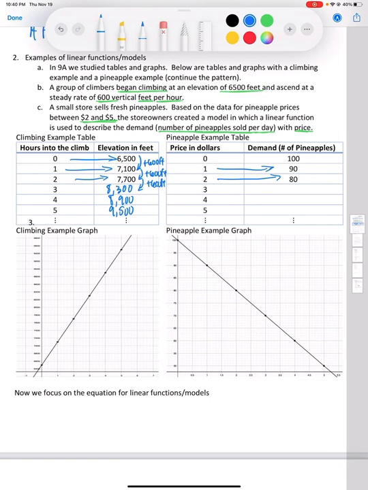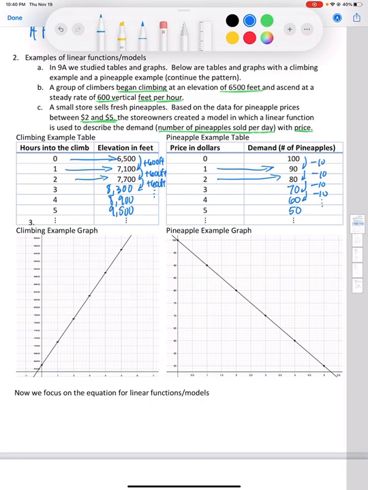For $3, they would sell 70 pineapples that day. For $4, they would sell 60 pineapples. For $5, they'd sell 50 pineapples. So each time they are subtracting off 10 pineapples. They're subtracting the same amount each time. That creates the linear graph, and so on.